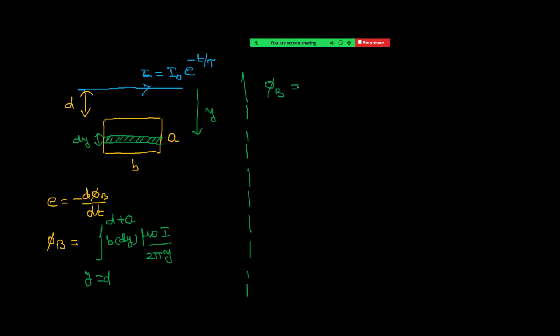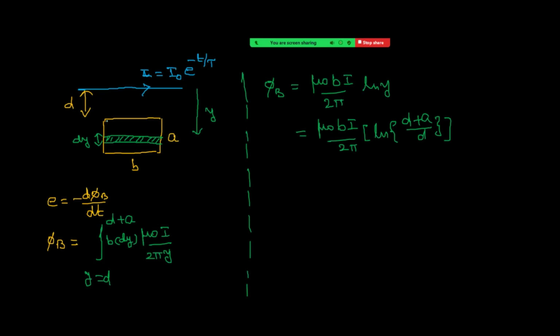That flux is equal to, first write down the constants outside, mu naught b I upon 2 pi, integration of 1 by y dy, right? That is ln y. Now substitute the limits: mu naught b I by 2 pi, ln of d plus a upon d, right? This is the flux through this rectangle, okay, the complete one.